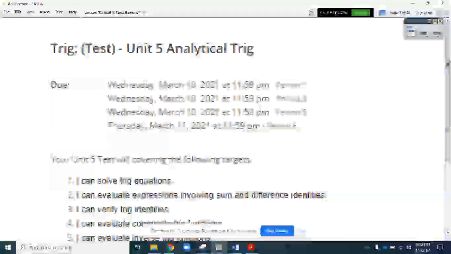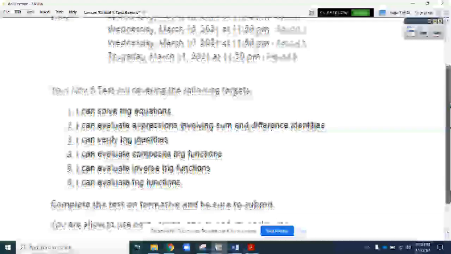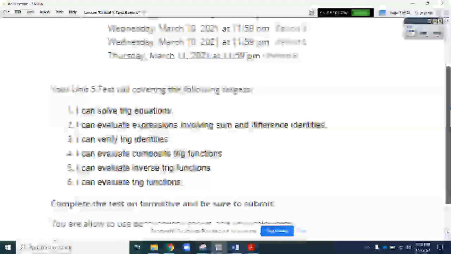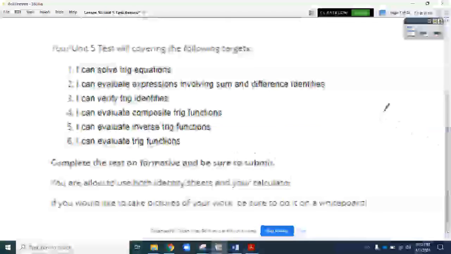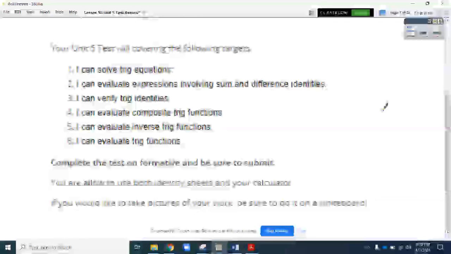All right, so let me just review with you some details about the test before we get started on your review. For our Chapter 5 test on analytical trig, looking at Wednesday for first, third, and fifth period, and on Thursday for sixth period. So, our targets that we're covering: solving trig equations, sum and difference identities, verifying identities, and then the stuff we started the chapter with, composite trig functions, inverse trig functions, and regular trig functions.